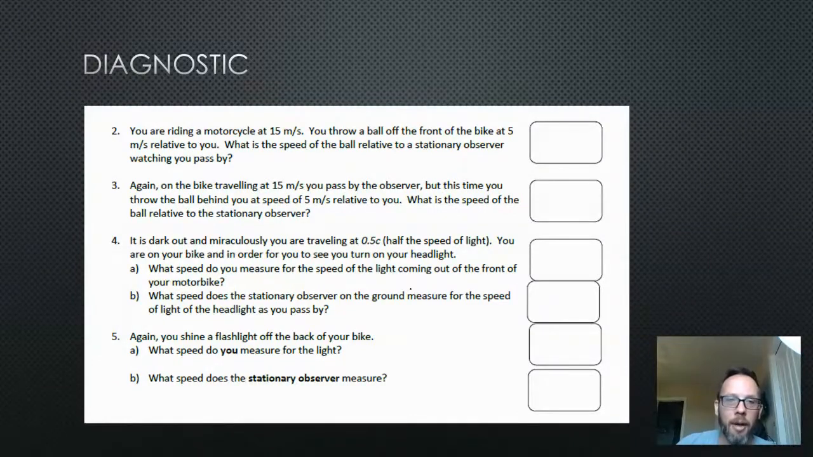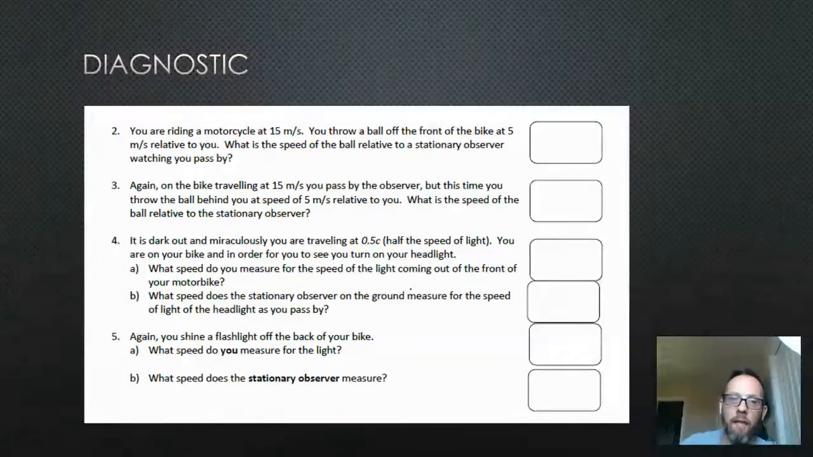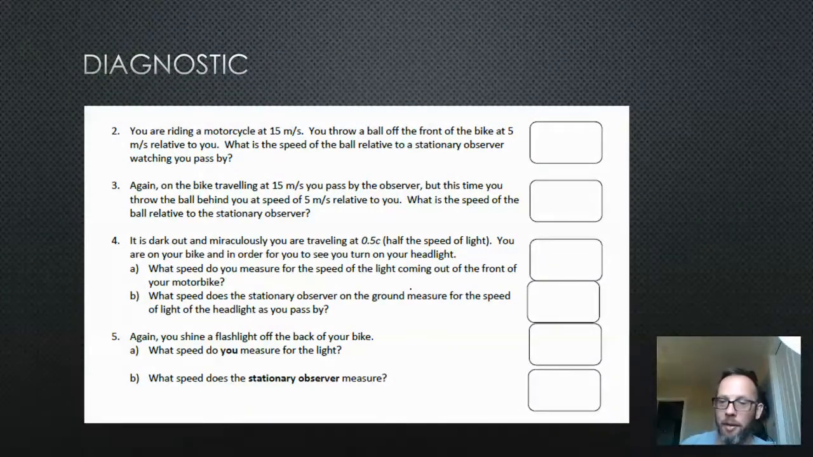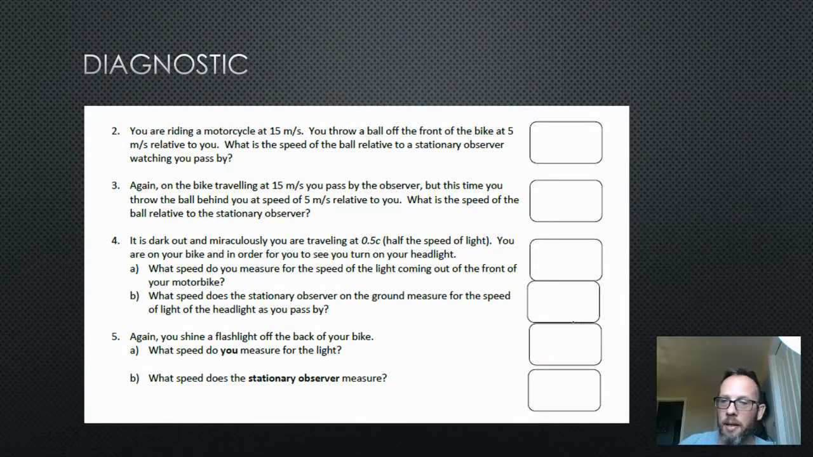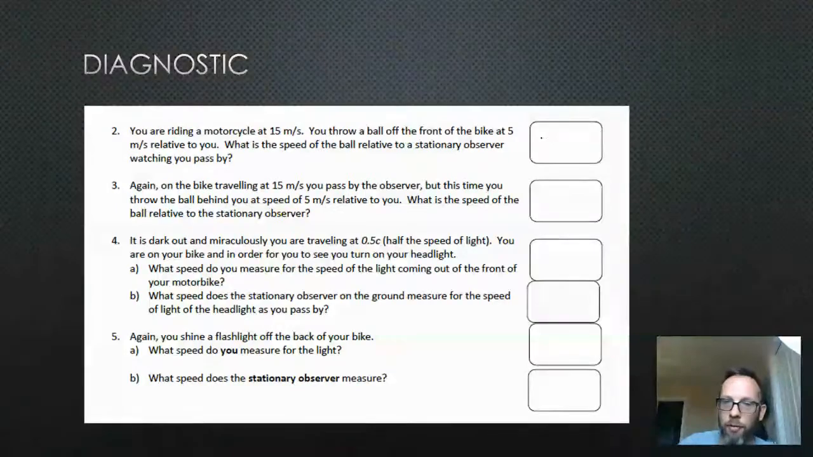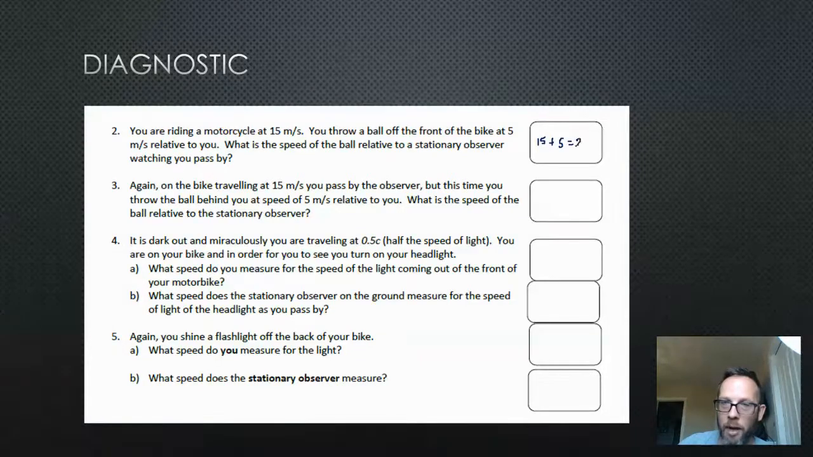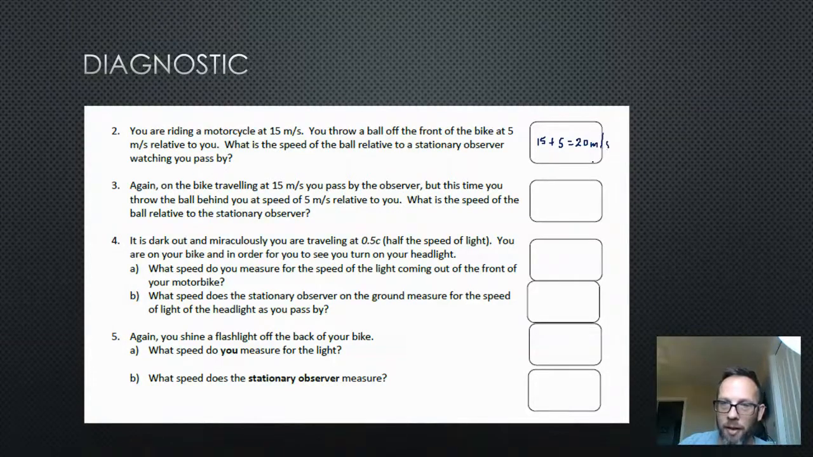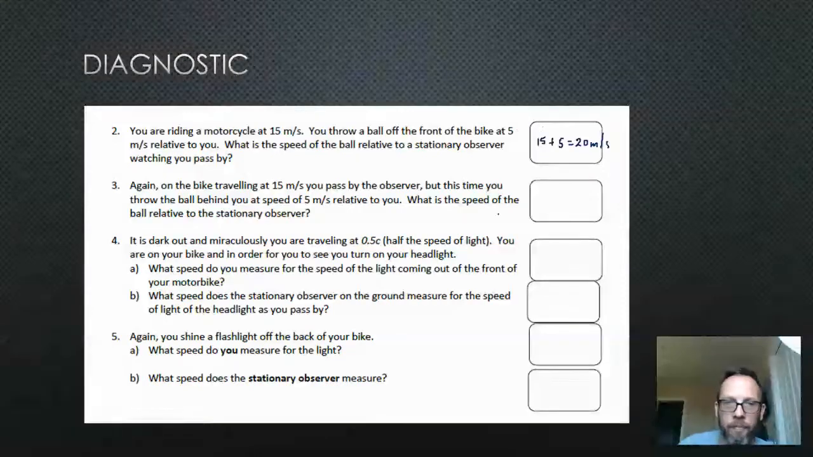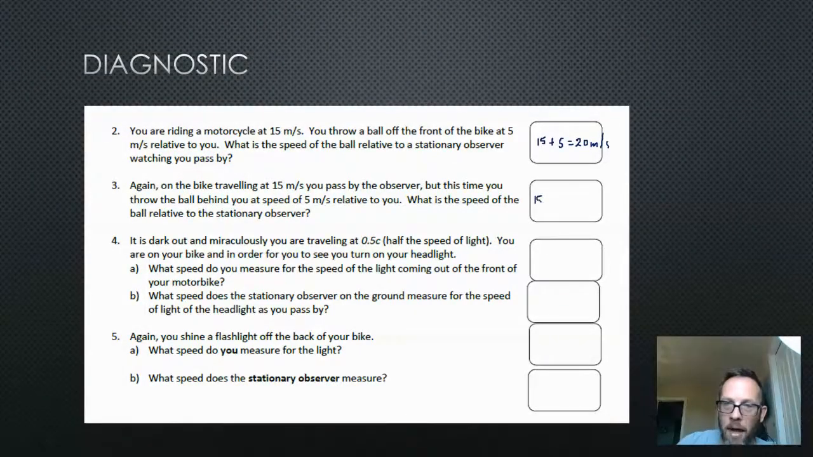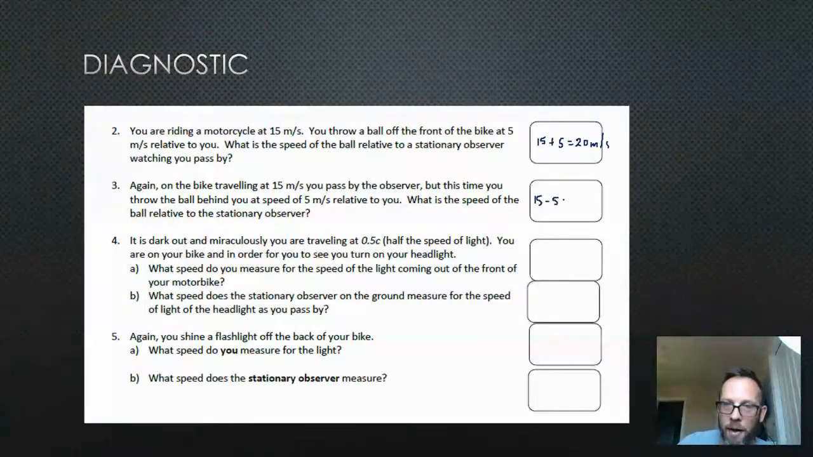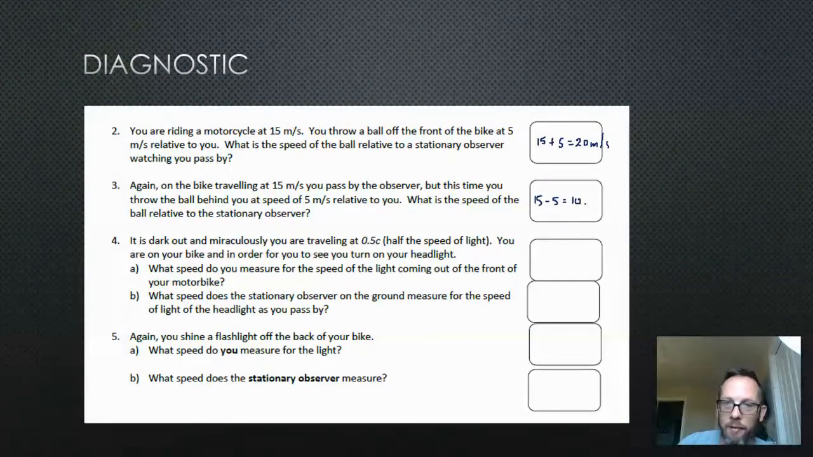If I'm riding a motorcycle at 15 meters per second, and I throw a ball off the front at 5 meters per second, again, relative to me, somebody watching this from the street would see the ball going past at an additional 5 meters per second on top of the bike, so it would be 20 meters per second, like the Jack and Kayla question. For number 3, if I throw it backwards, it would be 15 minus 5. I'd still see the ball traveling forward, but at 10 meters per second.